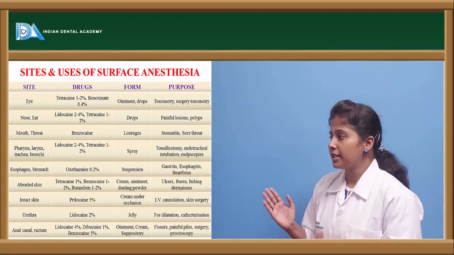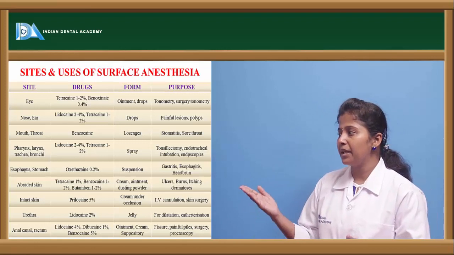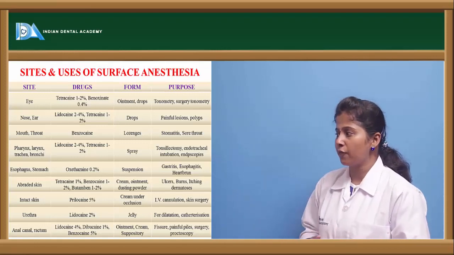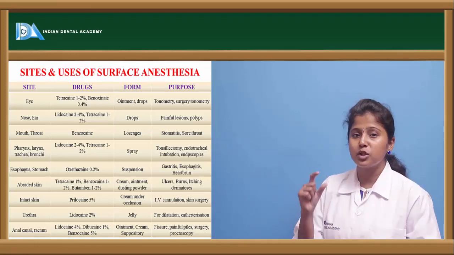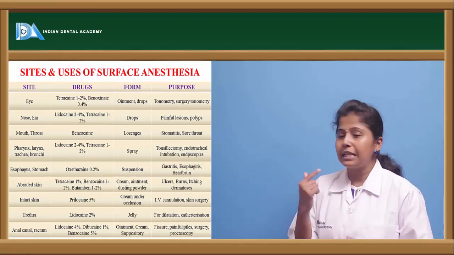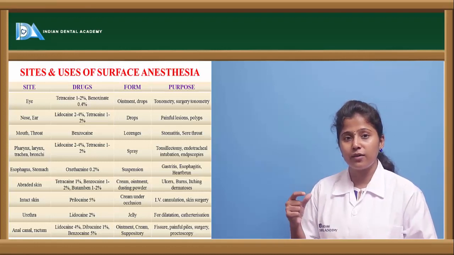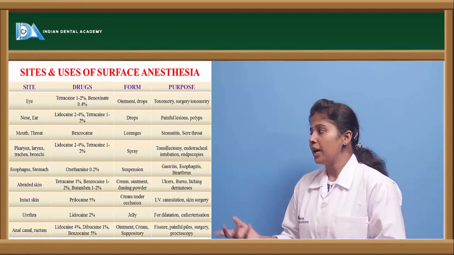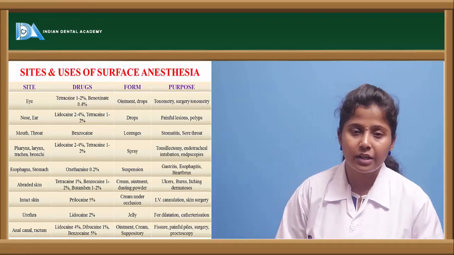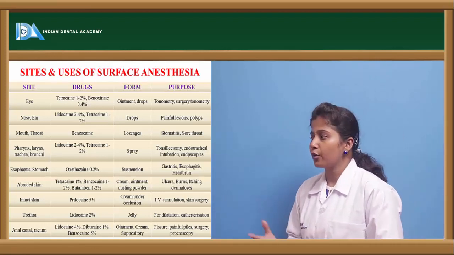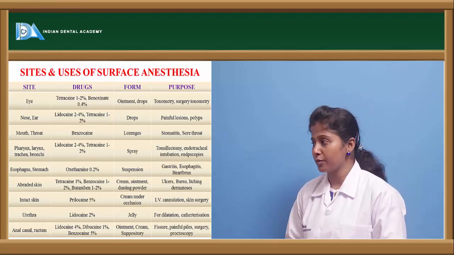the drugs which are used are tetracaine in the dose of 1 to 2% and benoxinate at 0.4%, and these drugs are formulated in the form of ointments or drops. So in order to cause anesthesia at the eye, we have to give either drops or ointment, and the purpose is to do tonometry, which is a procedure.